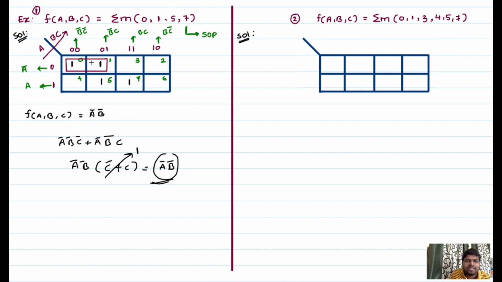By seeing these adjacent ones, that means adjacent square boxes, here we have a common element a bar, and if you observe these columns, in this column product terms, the common element is b bar, so that you can write a bar b bar as the common elements for this grouping of adjacent ones. Okay, so this is the way you have to find out the literals.